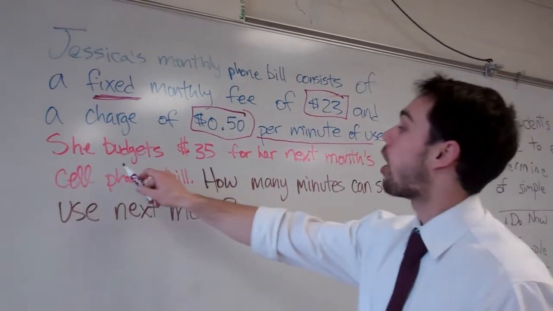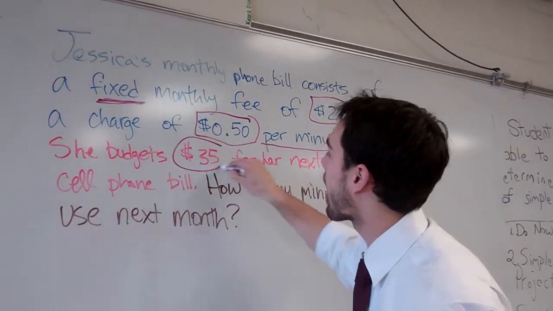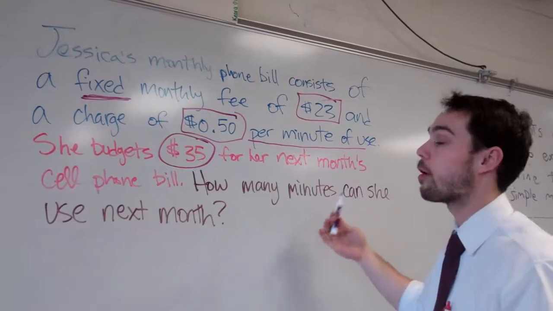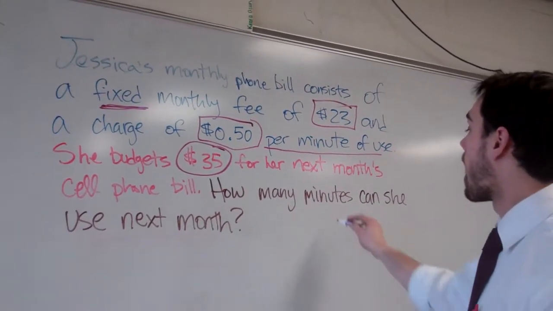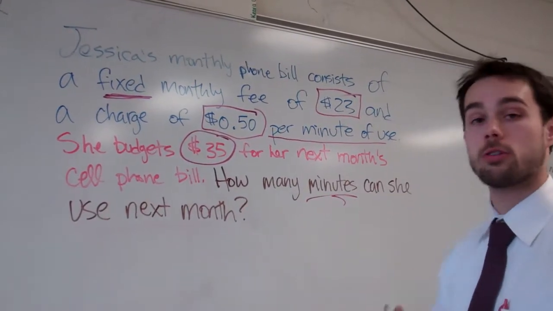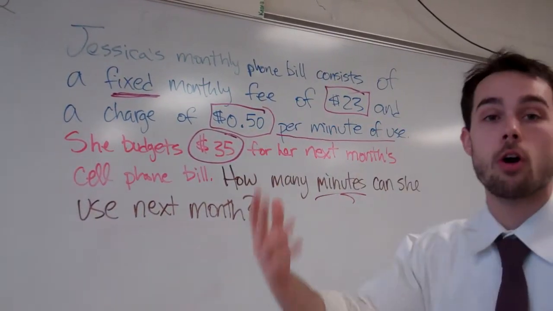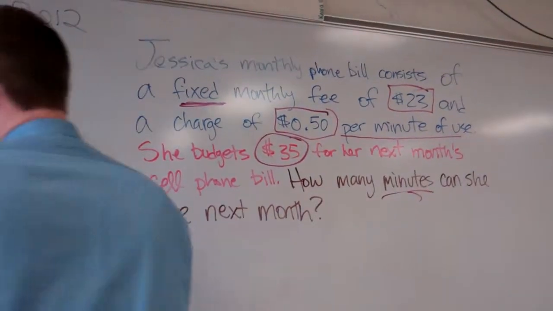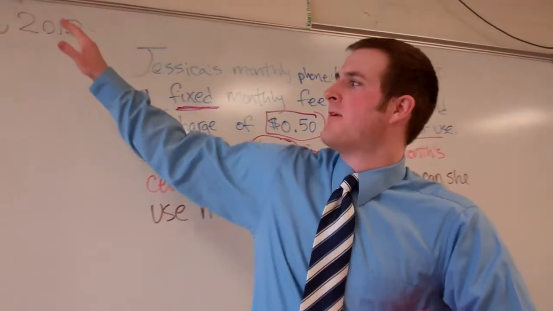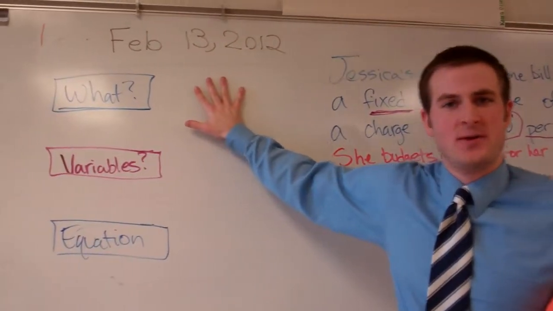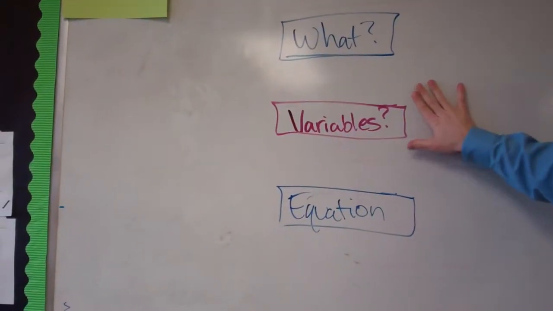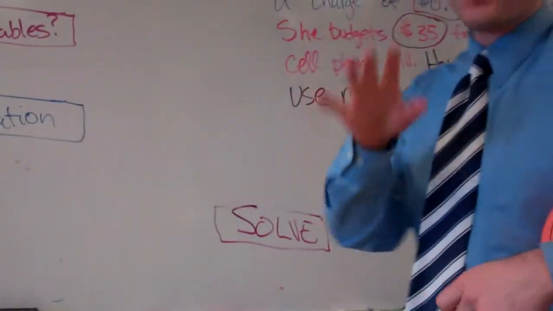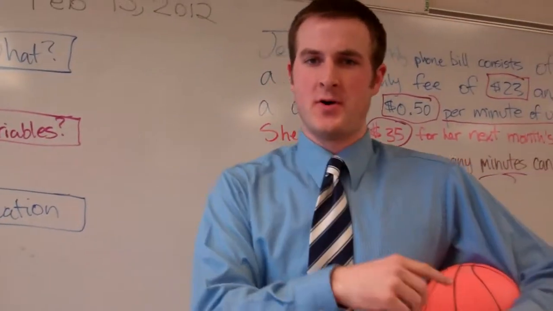Okay, so she also budgets $35 for her next month's phone bill. So she has a total of $35 to use. And our job is to figure out how many minutes can she use? How many minutes can she use up on her phone? Mr. Athmer, how do we go about solving this problem? Thank you, Mr. Kent. We have a very nice little system that can take you through a lot of different word problems. We have the what, we have the variables, we have the equation, and we have the solve. It's a 4-step process. We're going to go through each component right now.